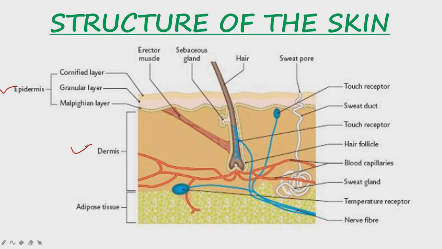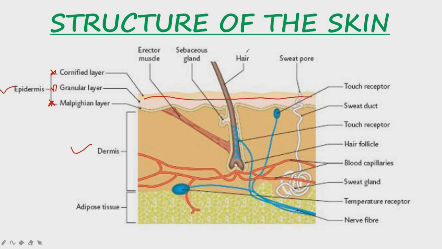And the epidermis is divided into three. We have the malpighian layer, which is the innermost layer of the epidermis. We have the granular layer, which is the middle layer of the epidermis. We have the cornified layer. Now, the first one, which is the cornified layer, or we call it the horny layer, is the outermost layer of the skin.